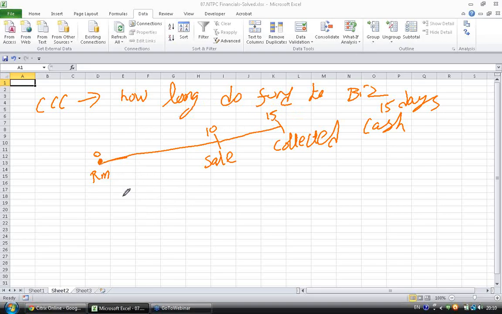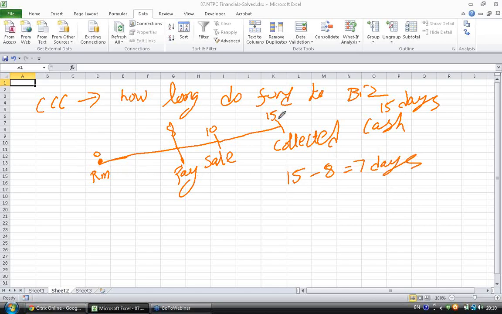However, you do not pay for this raw material on 0th day. Rather, let's say you are paying it on 8th day. So now, how long is your money blocked? Your money gets blocked on the 8th day only, and you collect your cash on 15th day. Your money is blocked in the business for 15 minus 8 days, which is 7 days.